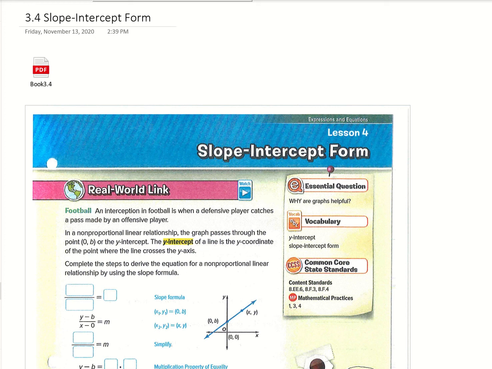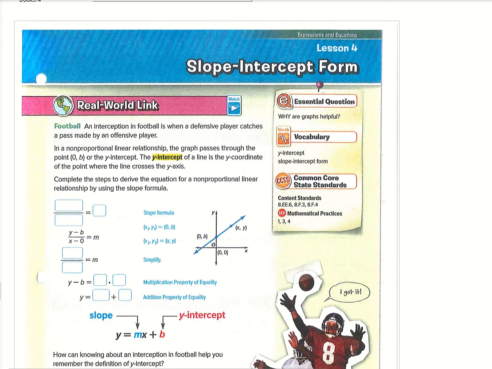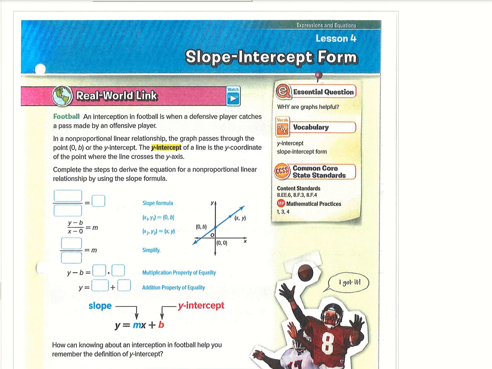All right, what's up, Math 8? Welcome to one of my favorite lessons for this class. Today we are doing Slope-Intercept Form, which is lesson 3.4.